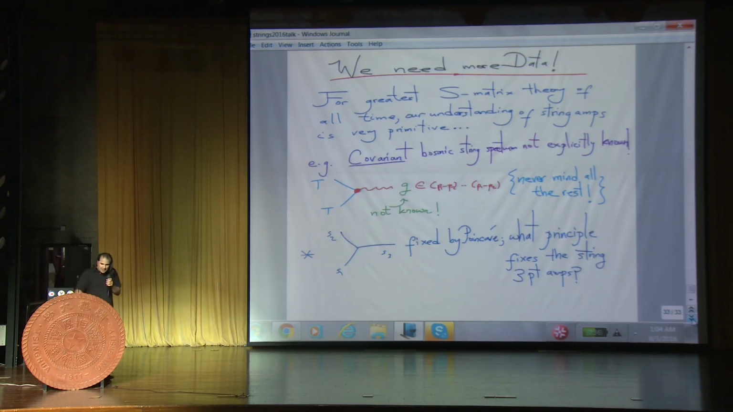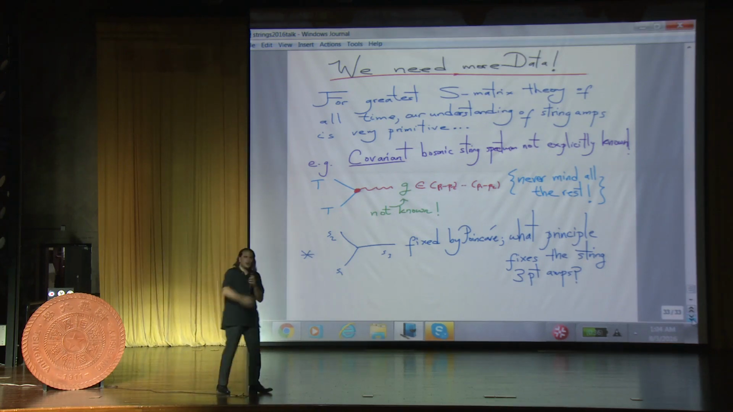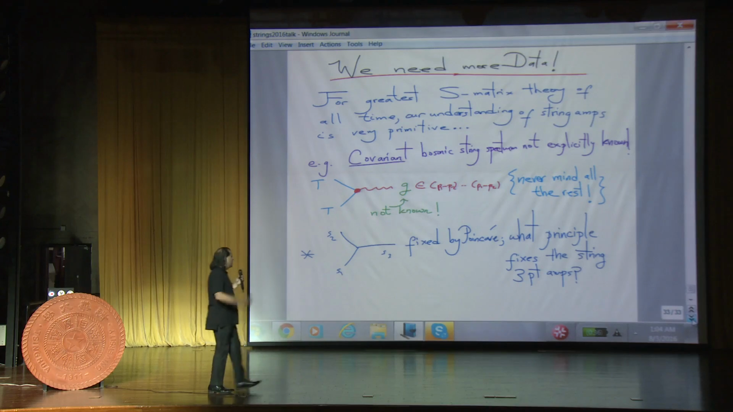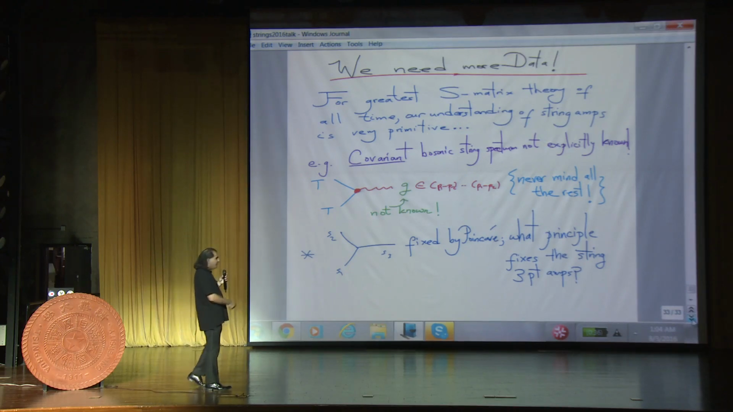And what we really need in this subject is more data, more theoretical data. This is really an advertisement and a hope that more string theorists will become interested in gathering this data. Because, at least from my perspective, for the greatest S-matrix theory of all time, our understanding of string amplitudes is very primitive.